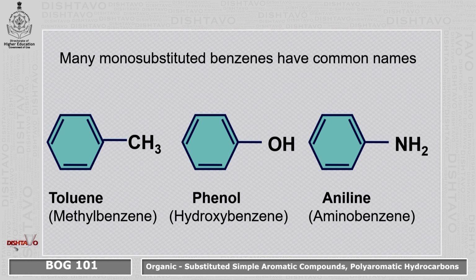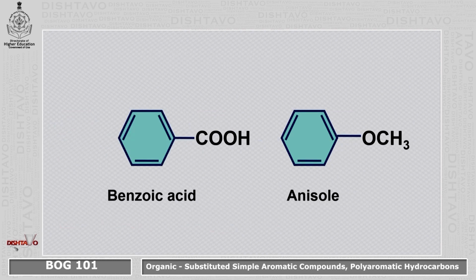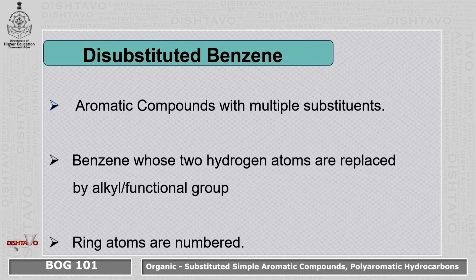Many monosubstituted benzenes have common names, like toluene, which is actually methylbenzene, but it is known very much by this common name, toluene. Then we know about phenol. It is actually hydroxybenzene. Aniline, aminobenzene. We have benzoic acid and anisole.